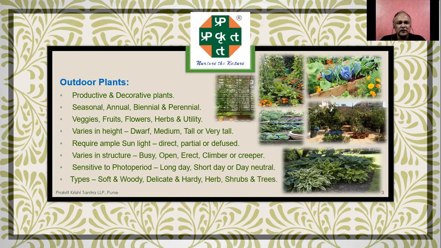Similarly, according to the requirement of sunlight, as I have explained in the first session, sunlight is very important. So some prefer direct sunlight throughout the day. Some thrive well in partial sunlight, that is not the full day, but a few hours of the day. And certain ones can grow well in diffuse sunlight or shaded areas, where direct sunlight does not come any part of the day, but diffuse light is there.